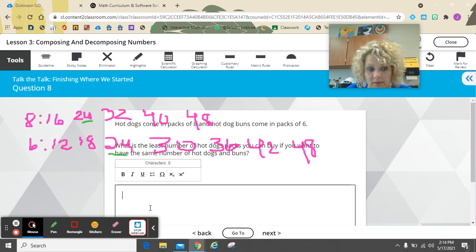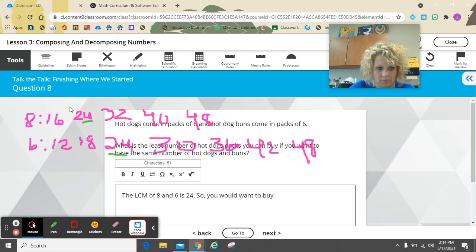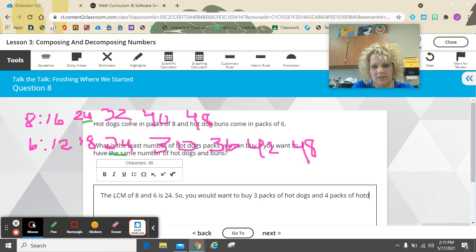Okay, so that's what I'm going to write here. I am going to write the least common multiple of 8 and 6 is 24. And we just figured that out. So you would want to buy, remember, 1, 2, 3. So we would want to buy 3 packs of hot dogs and 1, 2, 3, 4 packs of hot dog buns.